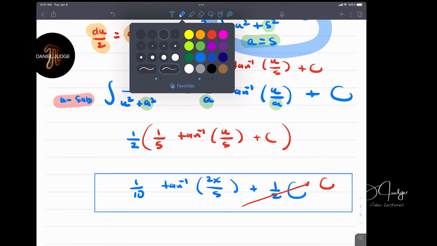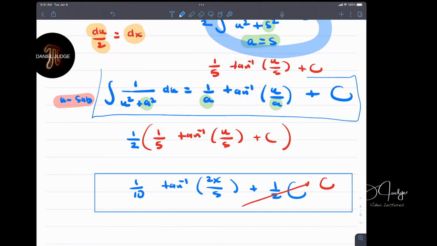Let's use substitution. So this is another good one to have on your formula sheet. Maybe you write that down for yourself.